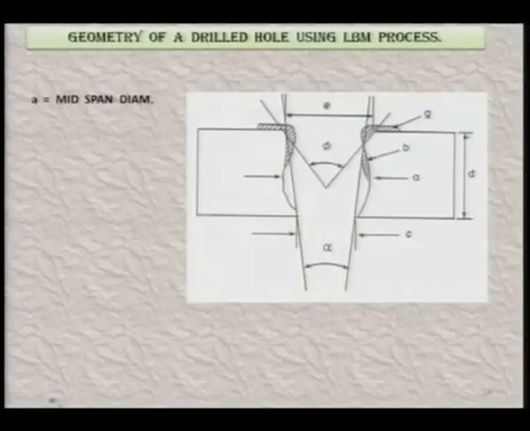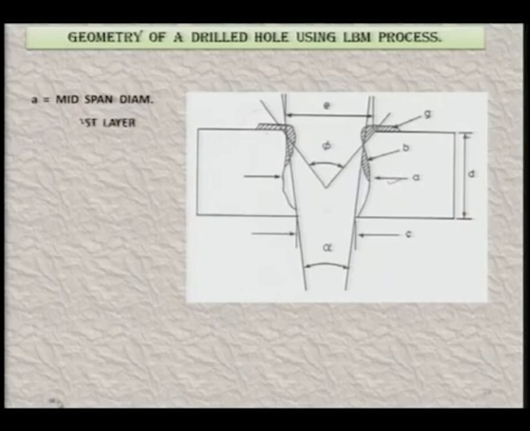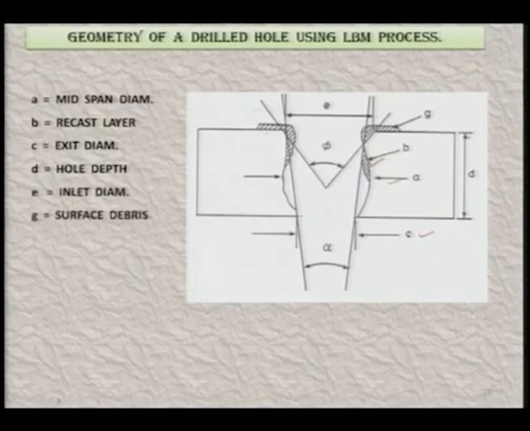As you can see here, A is the mid span diameter of the drilled hole, B is the recast layer shown over there, and C is the exit diameter, the diameter at the exit from the workpiece surface. You can clearly see the difference between A, C and E. D is the hole depth, this is the through hole which has been drilled in the workpiece, and E is the inlet diameter.